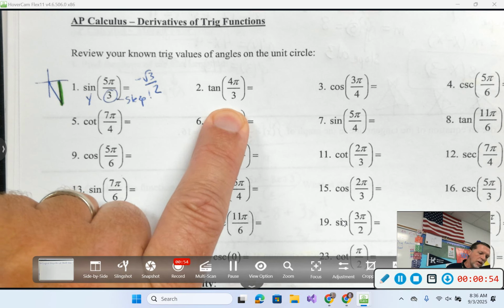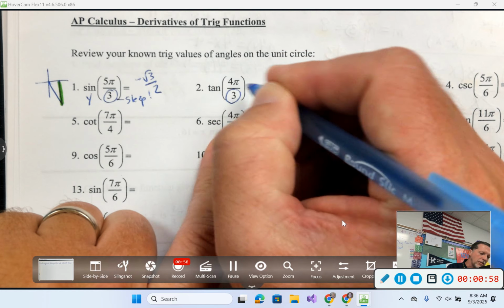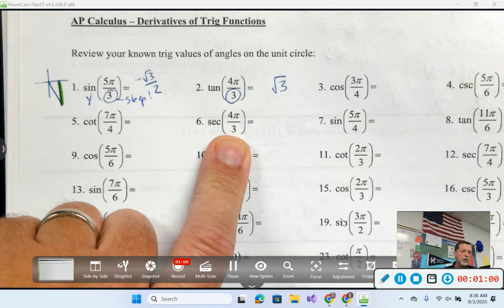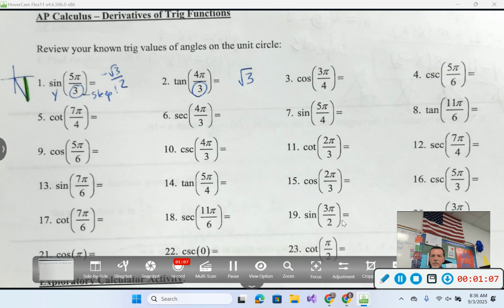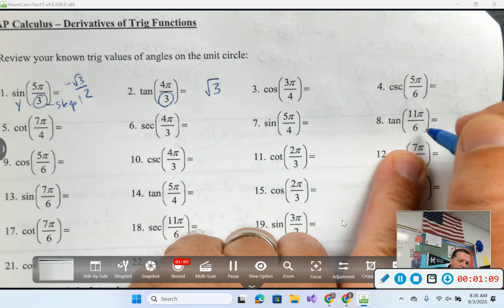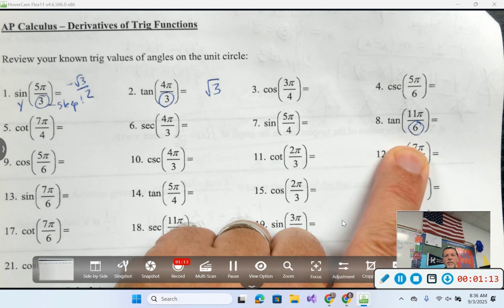Tangent of 4 pi over 3. Well, the tangent 3 trick is that if a 3 is in the bottom, the answer is root 3. Right? And if a 6 is in the bottom, the answer is root 3 over 3, because there's two 3's. I'm looking for like number 8. That one's going to be root 3 over 3, because there's two 3's to make a 6.